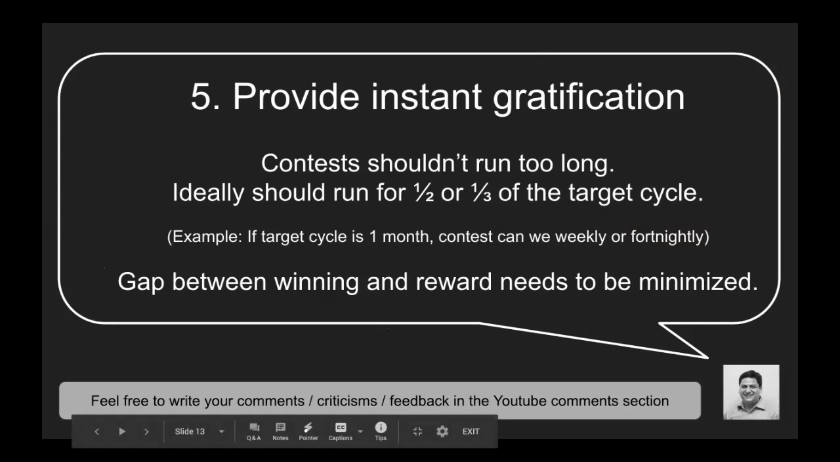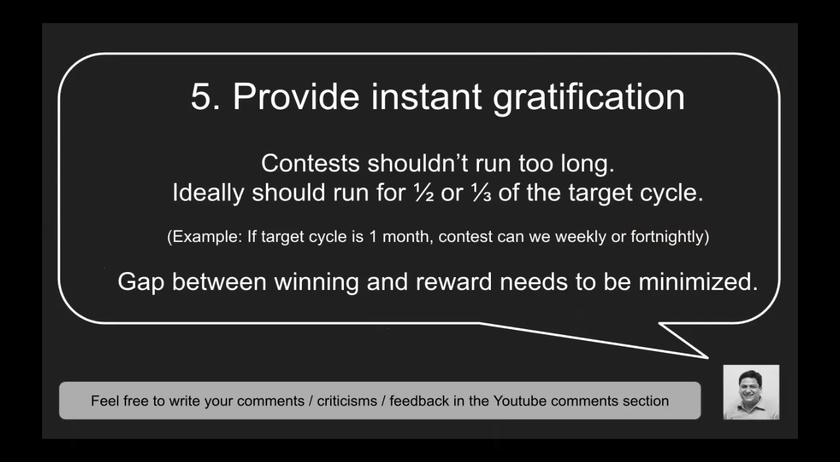Number 5, provide instant gratification. Contests shouldn't run too long. Ideally, they should run for about half or one third of the target cycle. For example, if the target cycle is 1 month, contests can be weekly or fortnightly. If there is a large gap between the time of win and dispersal of reward, the gratification is obviously delayed. Beyond a point, delayed gratification can turn into lack of motivation for that contest and even future contests.